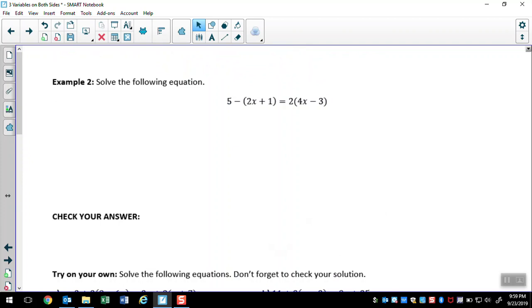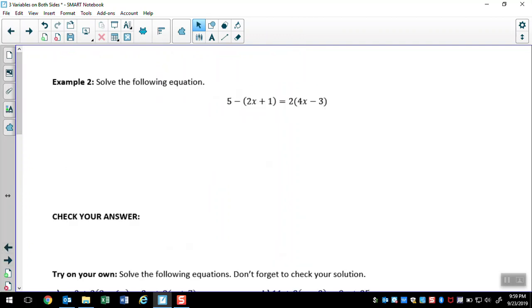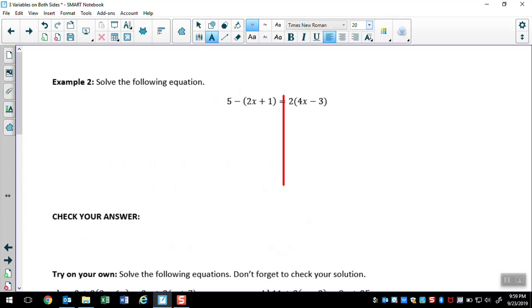Now this time, we have to do some distributing. Okay? So we have some parentheses, and we happen to have them on both sides of the equal sign. So I'm going to start by drawing my line through the equal sign. And I need to take a look at what is it exactly that I'm going to distribute. Well, remember, there is actually a 1 that's sitting right there between that subtraction sign and that parenthesis. And that's what I need to distribute, is that negative 1.